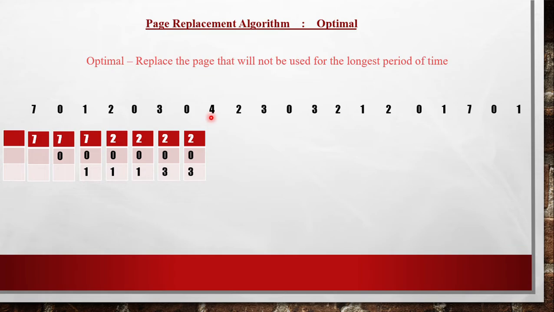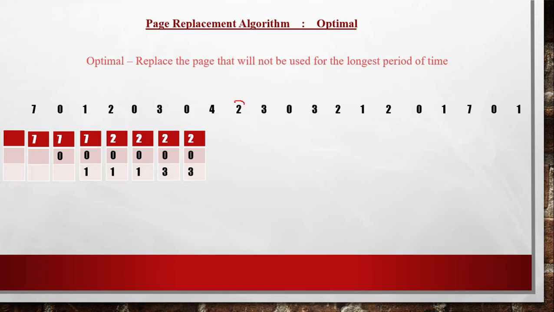Next reference is for page number 4, which is not present. So it is a miss, that is a page fault. 4 should be brought to the memory and should replace one among these 3. So which one will be replaced? Consider 2, 0 and 3.